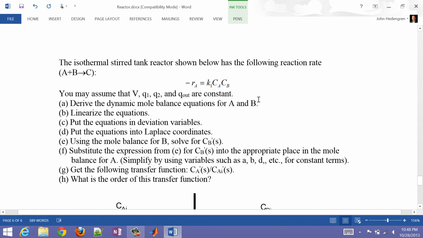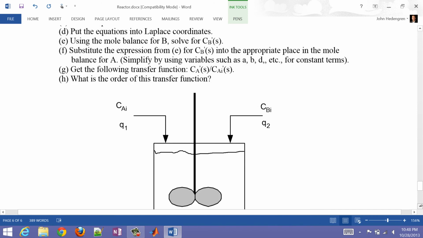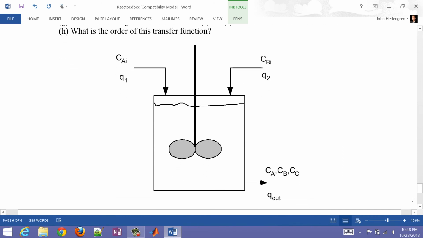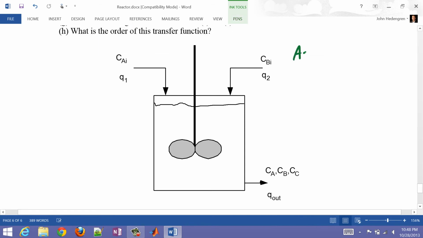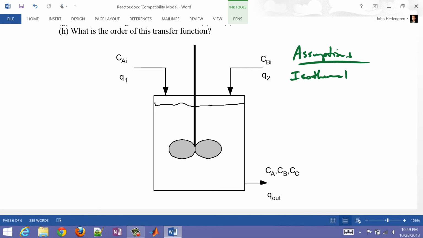Okay, so let's first go through the steps of deriving a first principles model. First of all, draw a diagram. Now in this case, it's been drawn for you down here. So let's use this diagram and write some of our assumptions. Our assumptions are that first of all we know that it's isothermal. We're not going to be doing an energy balance on this, in fact. And the reaction rate is not dependent on temperature either.